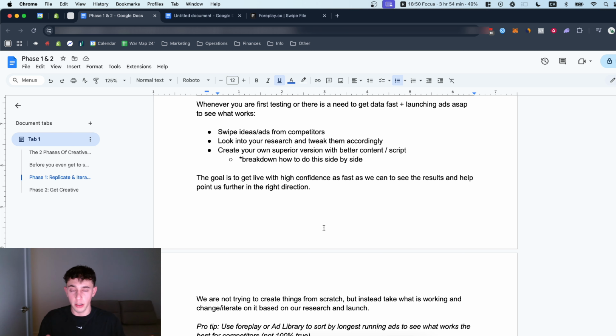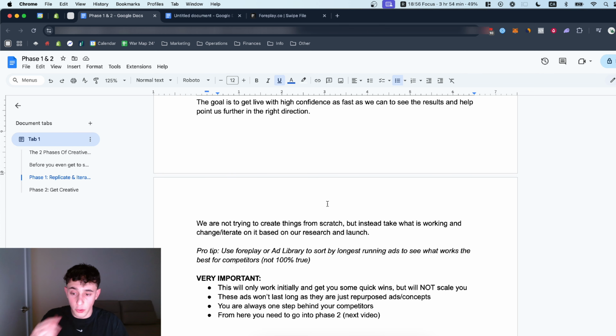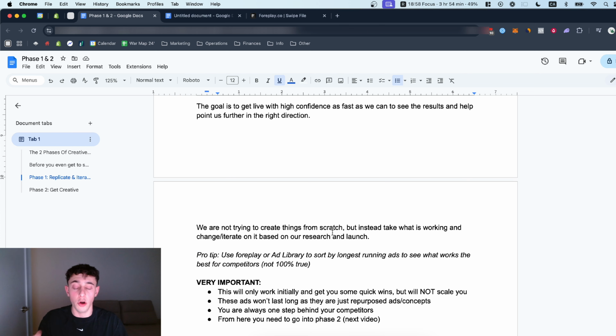Once again, phase 1, we're trying to get all the data we can to point in the right direction so we can effectively get to phase 2. Okay, so once again, pro tip here, use the Foreplay ad library to sort by longest running ads to see what works the best for your competitors. And once again, take it with a grain of salt. It's not 100% true all the time.